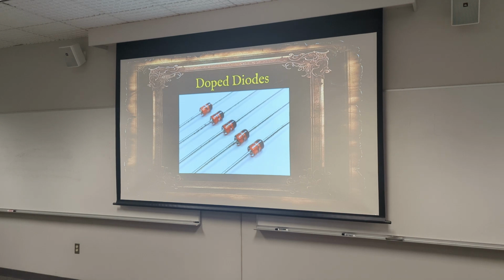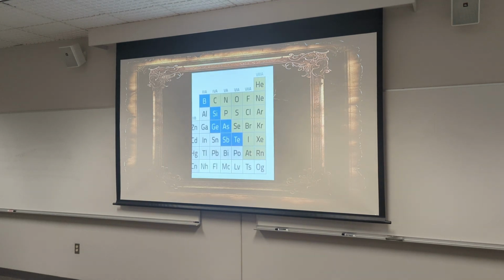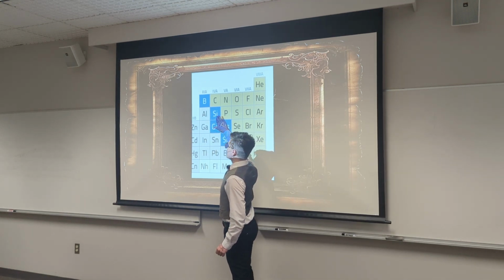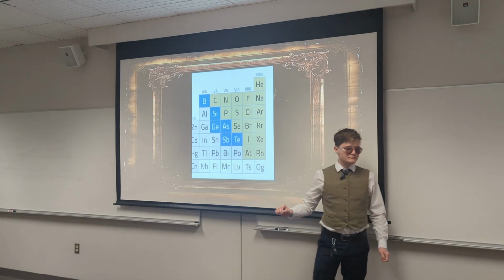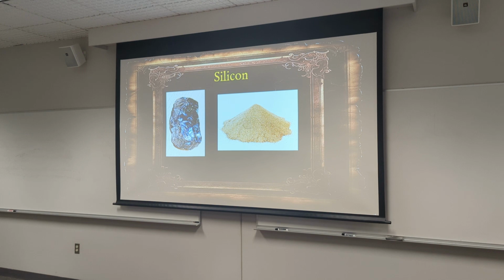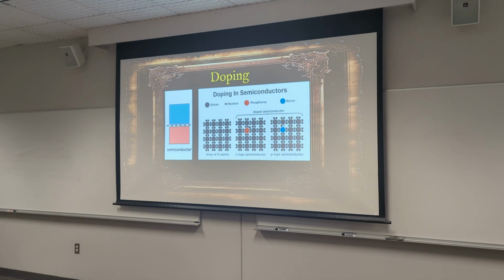After cat's whiskers came the doped diodes, which were made of doped semiconductors, typically metalloids. Metalloids are really good semiconductors, but really the only two we focus on are silicon and germanium. Silicon, I believe, is used for switching purposes, and germanium is used for light emitting purposes. So silicon is good because it's a semiconductor.